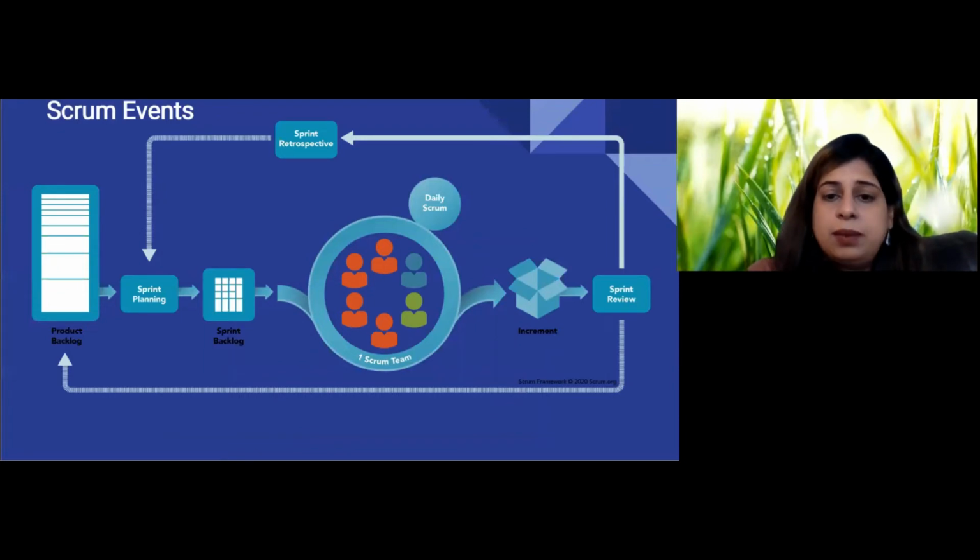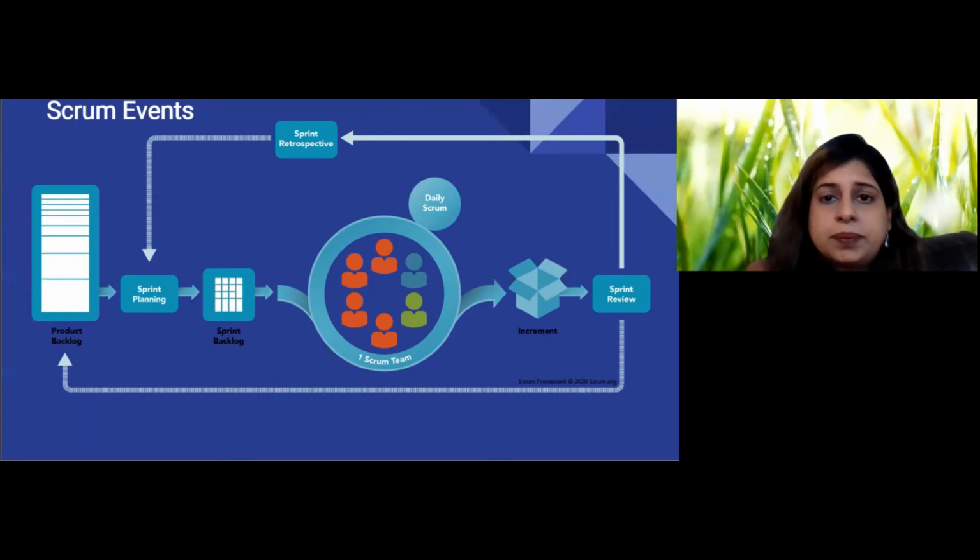Let's look into Scrum events. The sprint. Sprints are the heartbeat of Scrum. No changes should be made in it that would endanger the sprint goal. Sprint quality should not decrease. The product backlog is refined as needed. Scope may be clarified and renegotiated with the product owner as more is learned.